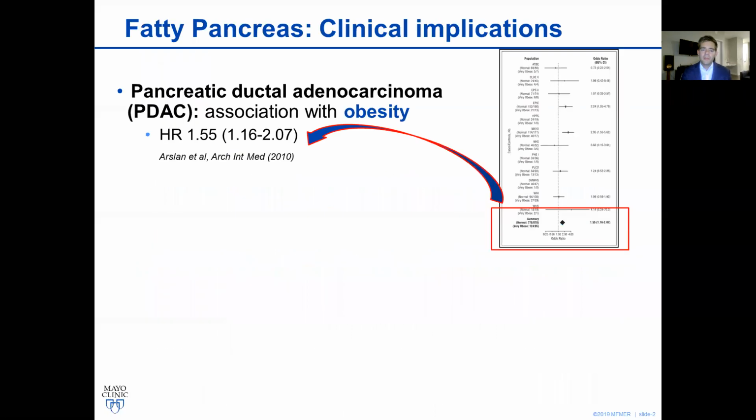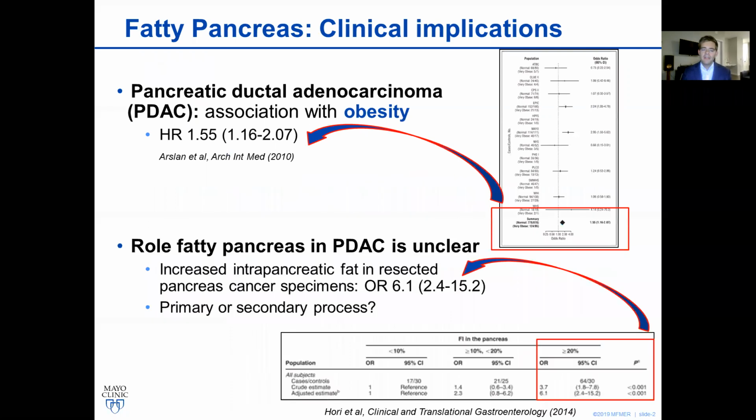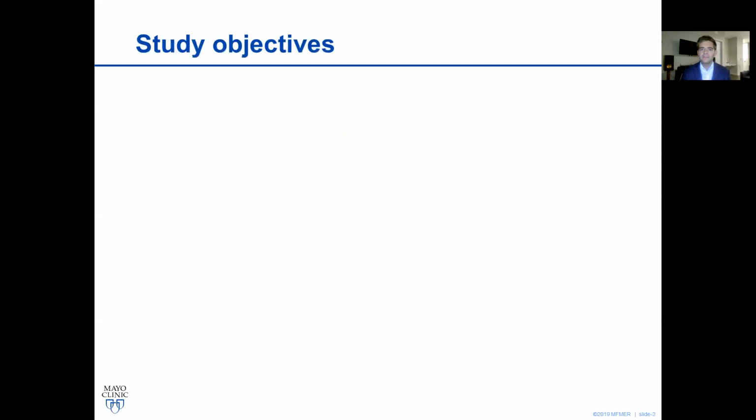We know from prior studies that pancreatic ductal adenocarcinoma is associated with obesity, but the role of fatty pancreas in pancreatic cancer is unclear. There are small case control studies that have shown an increase in intrapancreatic fat in resected pancreas cancer specimens, but it's unclear whether this is a primary or a secondary process.